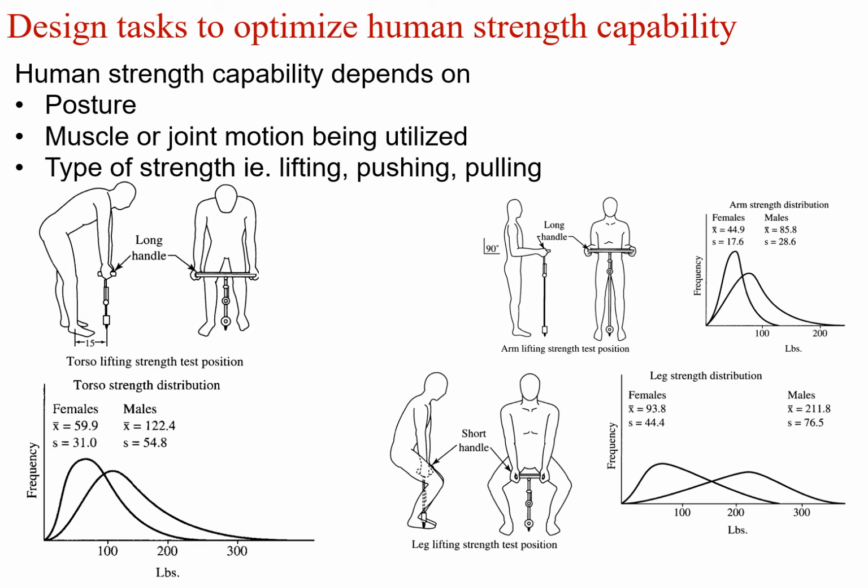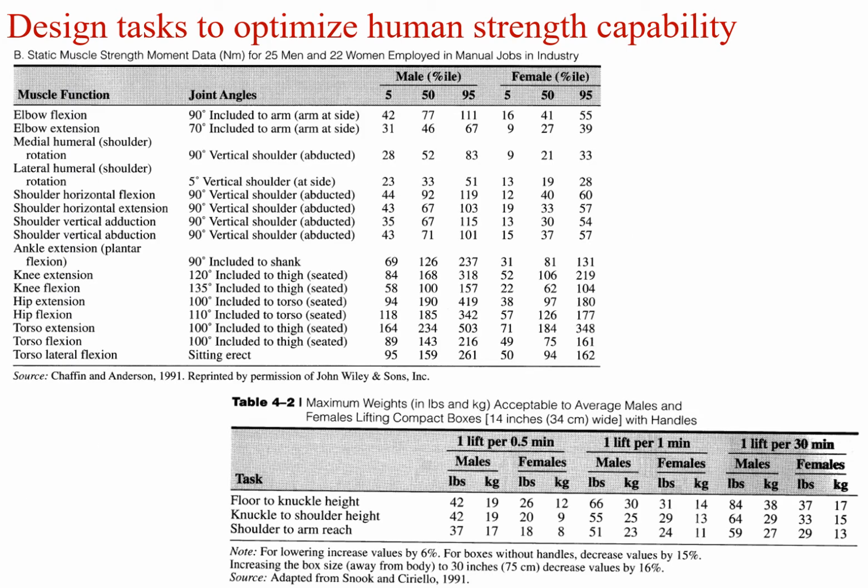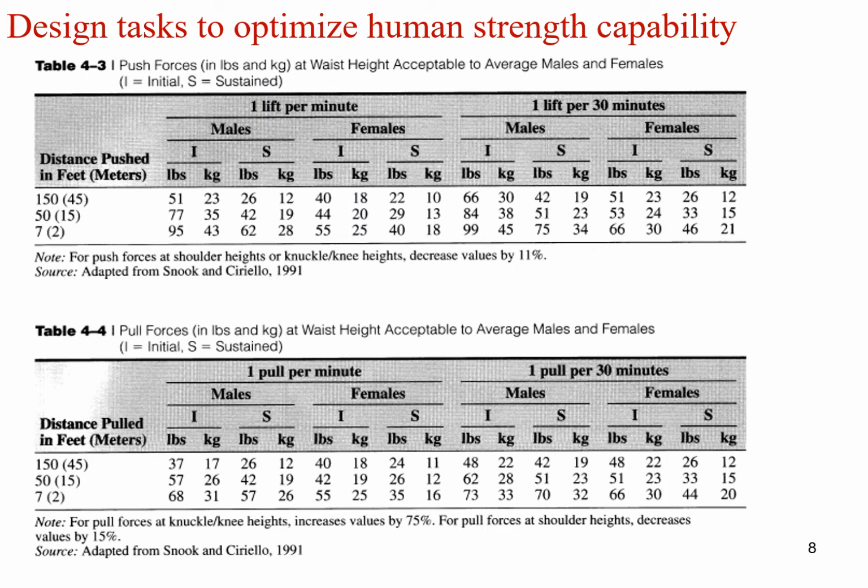We should look at overall body posture when performing a task, which muscle or joint motion are being used, and which direction our muscle fibers apply the force on: lifting, pushing, or pulling. There are many extensive studies to measure human strength for both men and women. Here are just some examples. We can look at these tables to get some ideas about how much force our male and female worker can undertake for a given posture or task.